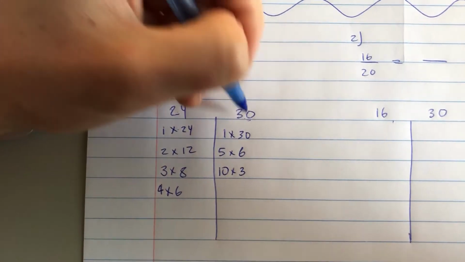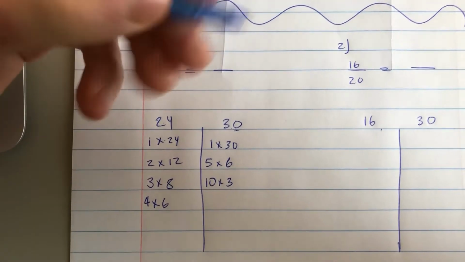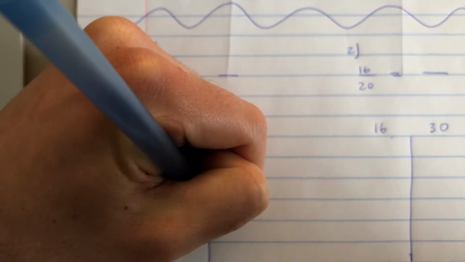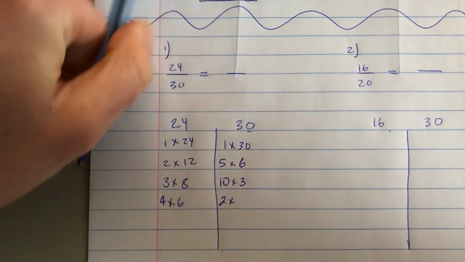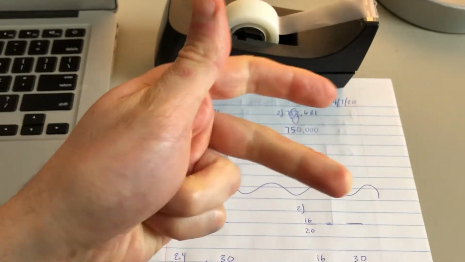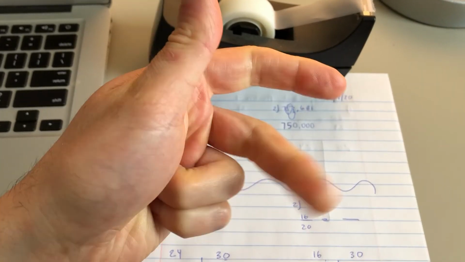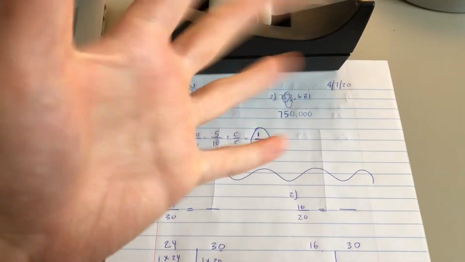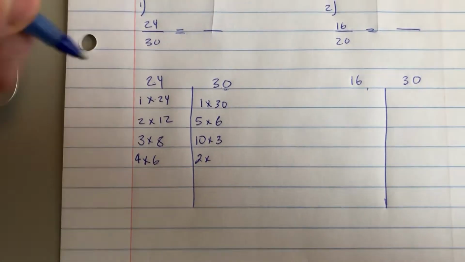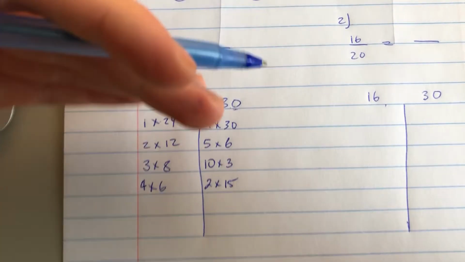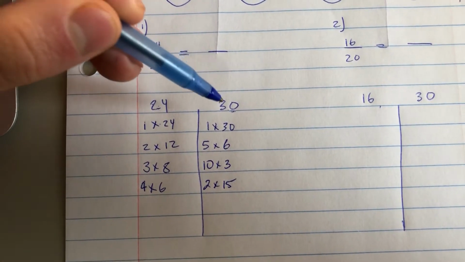And I also know that 30 can be divisible by 2 because there is a 0 in the ones place. Yes, a 0 in the ones place, so it's an even number. Now I'm going to roll my 2s until I get to 30 to see what 2 times what equals 30. 2, 4, 6, 8, 10, 12, 14, 16, 18, 20, 22, 24, 26, 28, 30, 5, 10, 15. 2 times 15 equals 30. I've now found my factor pairs for both 24 and for 30.